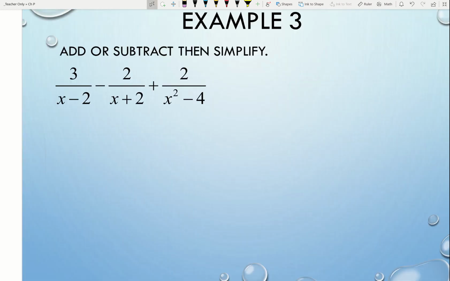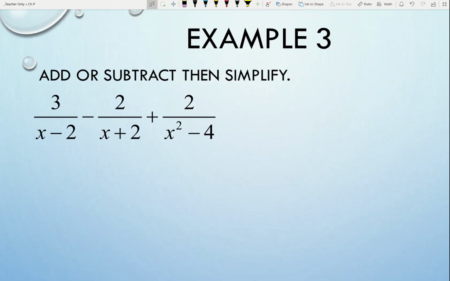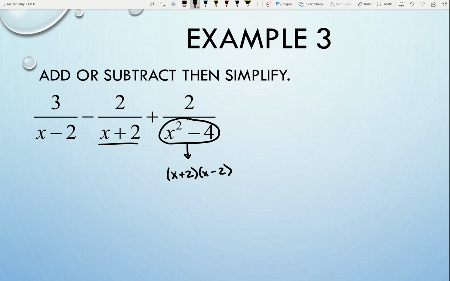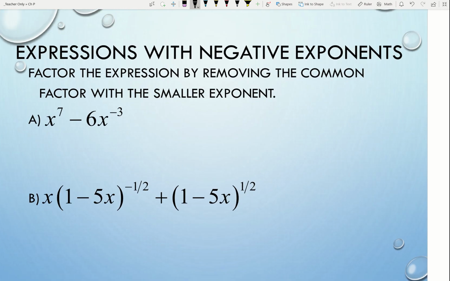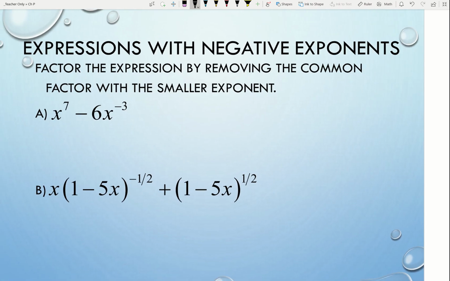Okay, and so here's another example that I'm actually going to skip because it's almost identical to the last one. The only thing I want to say about this is remember that this is a difference of squares, so when you factor that, that becomes x plus 2 times x minus 2. And so you can pretty easily see there that we've got linear factors of x plus 2 and x minus 2, and this already has both of those, and so it would be really easy to find a common denominator on that one. Okay? Expressions with negative exponents.